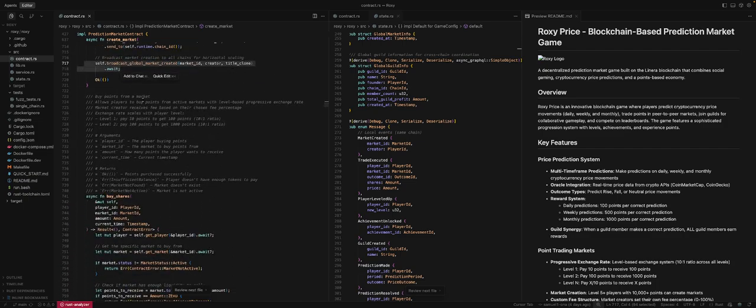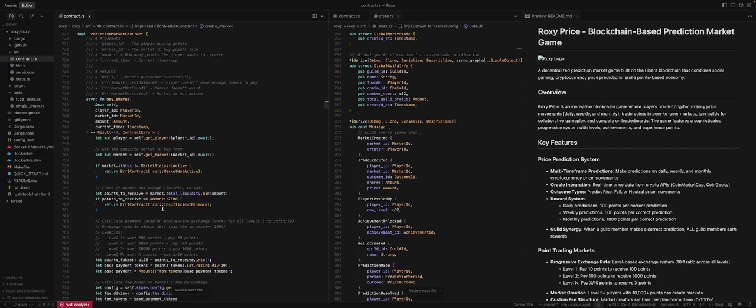Buy points from markets allows players to buy points from active markets with level-based progressive exchange rates. The market creator receives fees based on their chosen fee percentage. The exchange rate scales with player level. At level 1, you pay 10 points to get 100 points. At the next level, you pay 100 points to get 1,000 points, and so on and so forth. So it's like a logarithmic flow. So this is it.